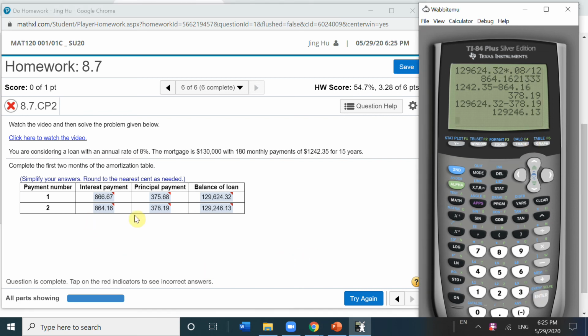Okay, for the second row, the interest is on the new balance of the loan, not the original, because in the first month you already paid some principal money. So this money, you see, times 0.08 divided by 12. And the principal payment is how much you pay every month, minus this interest payment. Then that's the principal payment. Then the new balance is the first number minus the principal payment. Okay, that's for the homework 8.7.